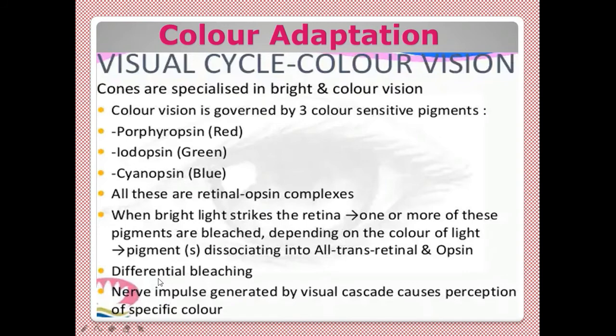After that, bleaching is over, regeneration of the porphyropsin, iodopsin, cyanopsin will take place, like rhodopsin. So differential bleaching takes place. The nerve impulse generated by the visual cascade causes perception of specific color in the brain center. So that is called color adaptation in the brain center, or color vision. You are able to understand the color.